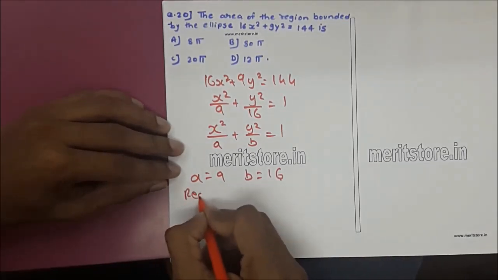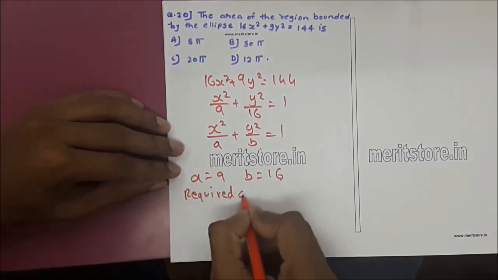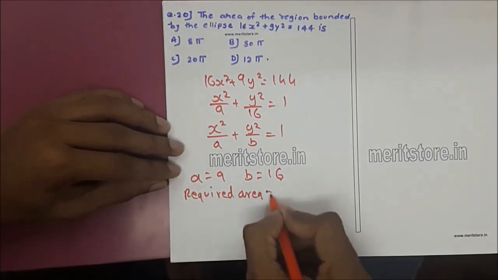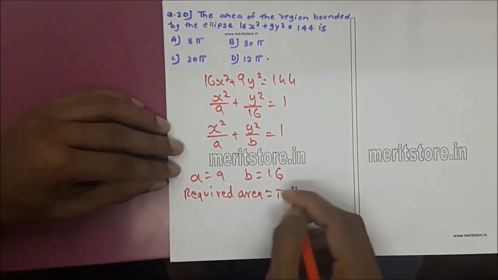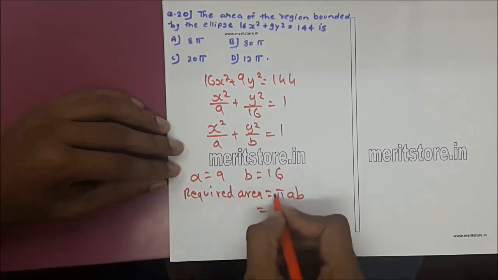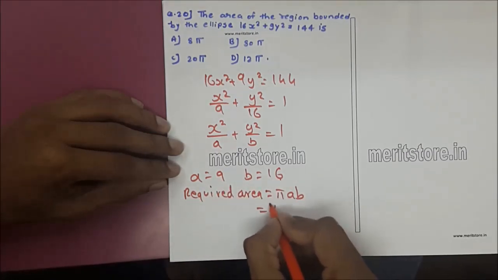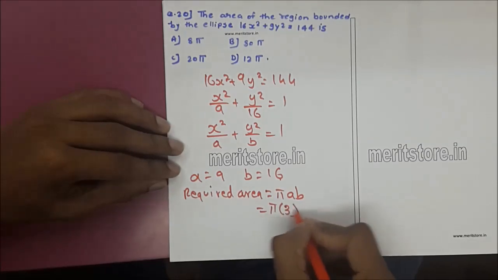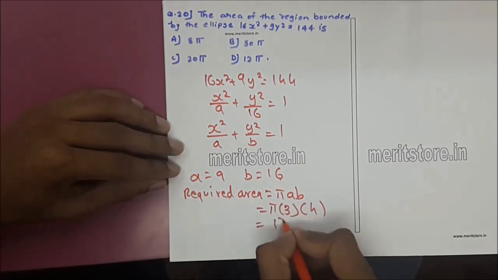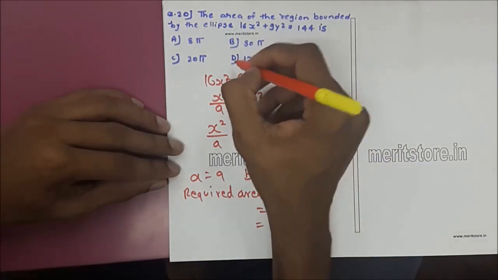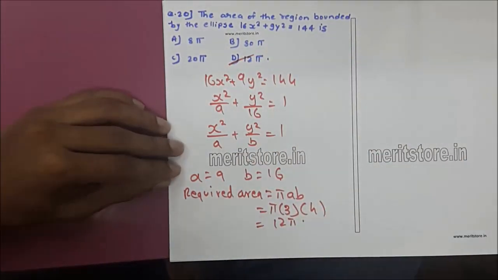So the required area, that is pi a b, we substitute the value of a and b in this required area equation. Therefore we get 4 into 3 is 12 pi, which is option number D. Option number D is the correct answer.